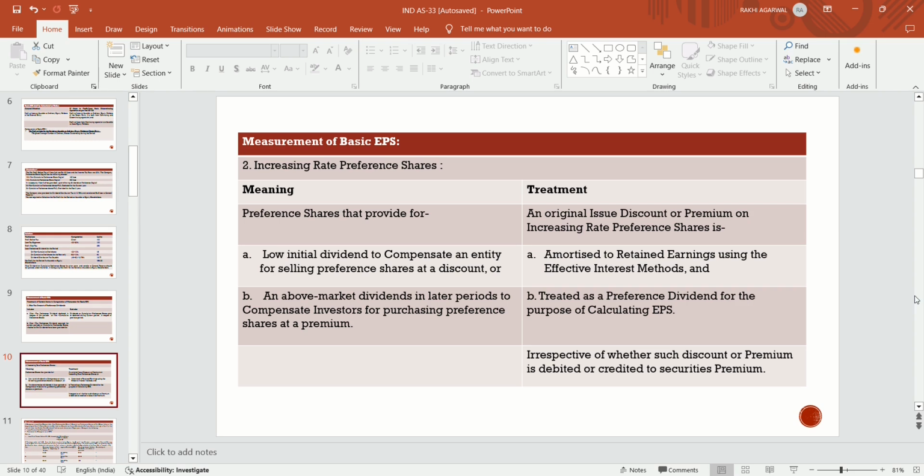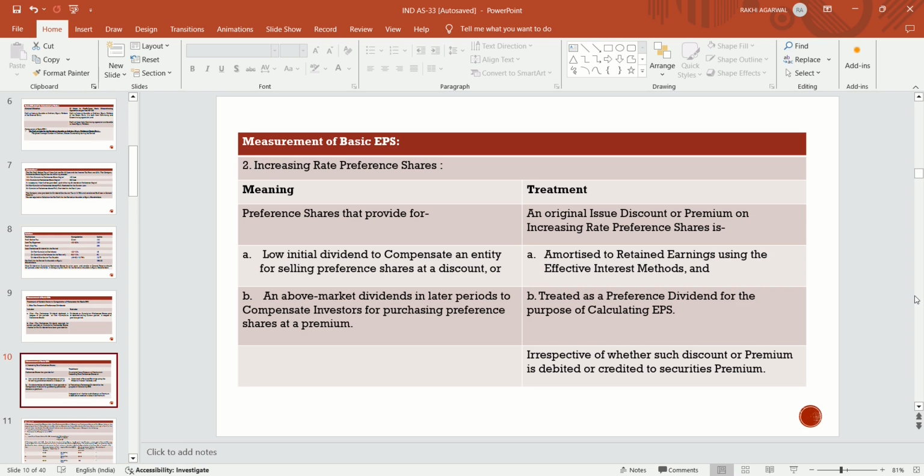If you are selling any preference shares at a discount, suppose you issued preference shares at a discounted rate. Suppose a 100 rupee share is issued at a discount of 15 rupees. That 15 rupees, which the investors are not paying on the 100 rupee share, will be treated as an initial dividend. Low initial dividend to compensate an entity for selling preference shares at discount.